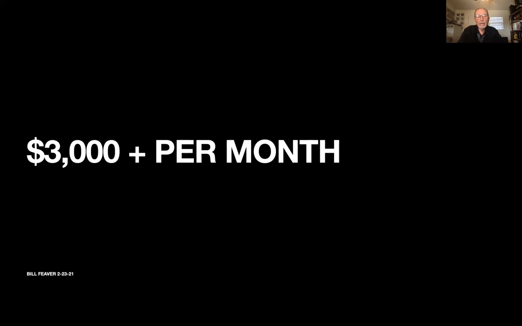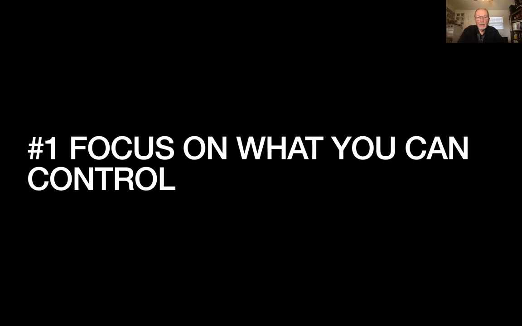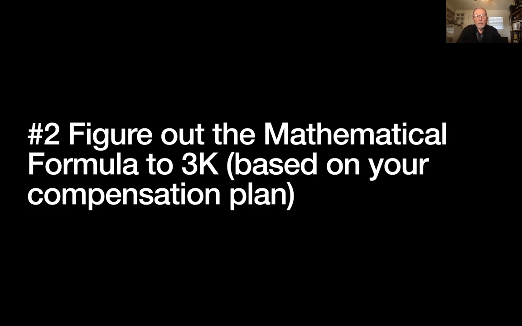And so the plan that has been established by my leaders to help us new people get started is to build a business to $3,000 a month of residual income in 90 days. So let's get started. The number one thing to do is to focus on what you can control. And number two, figure out the mathematical formula to the $3,000 a month based on your compensation plan.